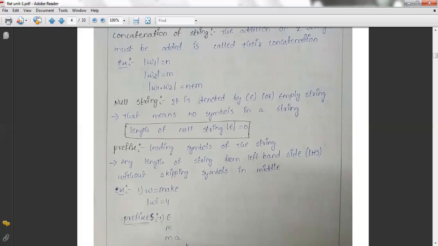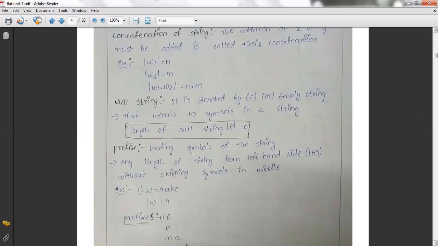The length of the string is 0. And coming to the prefix. Prefix means pre means before. Post means after. Okay. So the leading symbols of the string is nothing but the prefix: any length of the string from the left hand side without skipping the symbols in the middle.